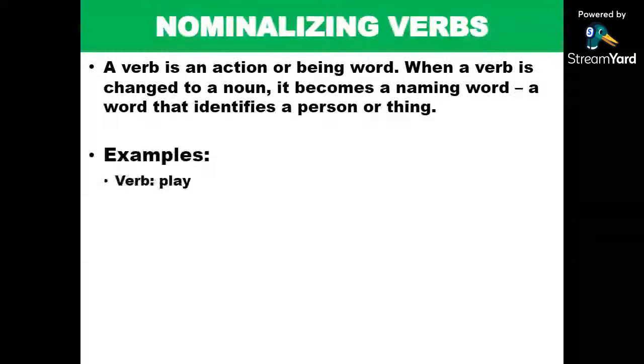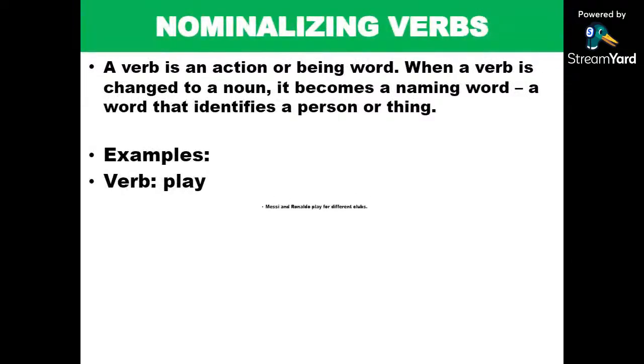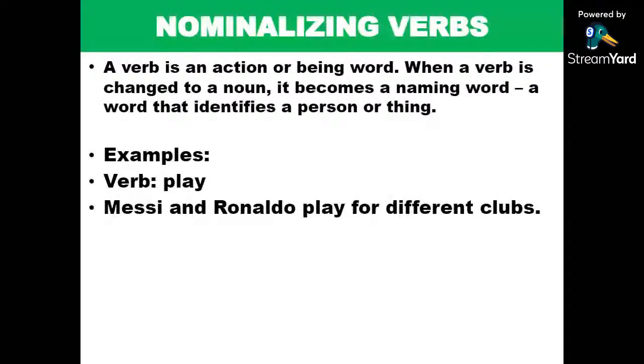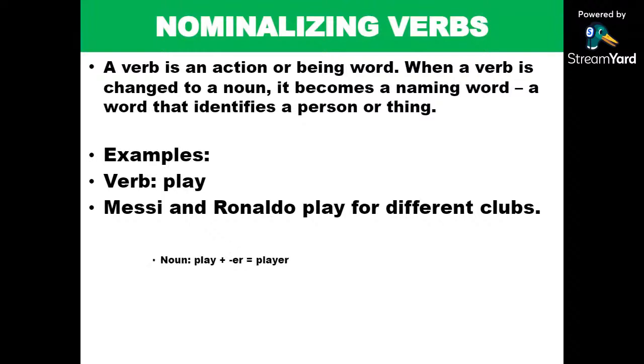The word play is a verb. For example, we can say Messi and Ronaldo play for different clubs. Now take note of the verb play. When we turn play into a noun, we do this by adding a suffix, the suffix -er. So play plus er equals player. By turning play into a player, we have turned the verb into a noun.